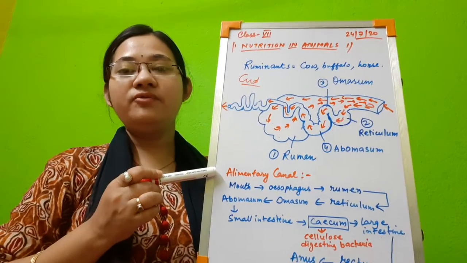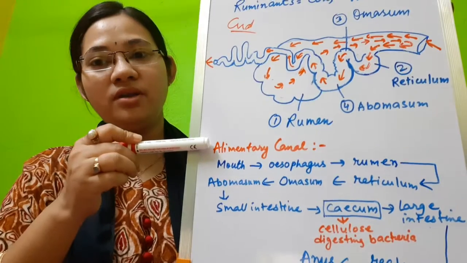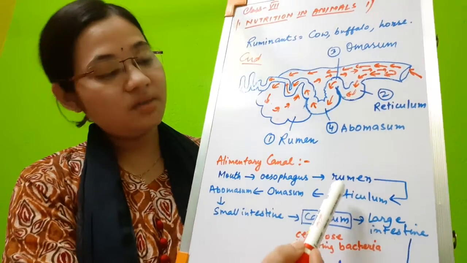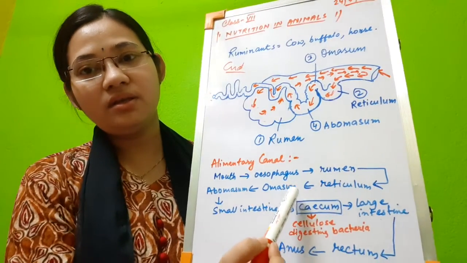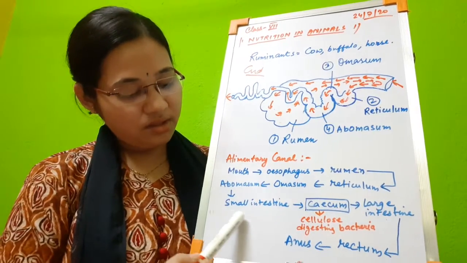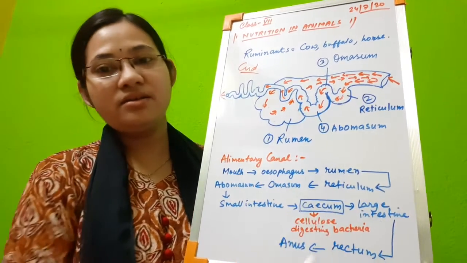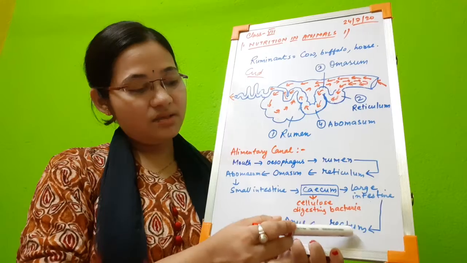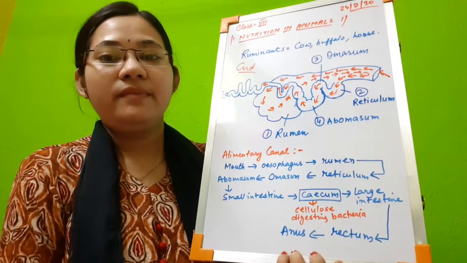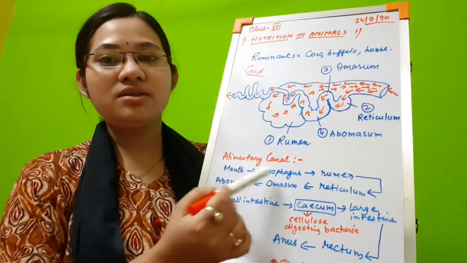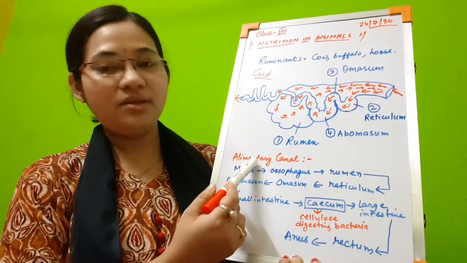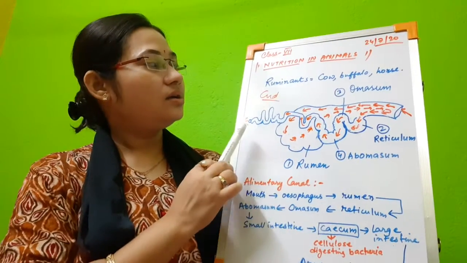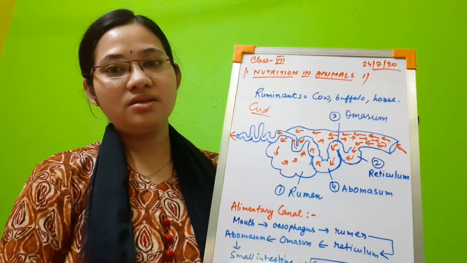So what are the different parts of the alimentary canal? The different parts of the alimentary canal are the mouth, the esophagus, then comes the stomach part, that is rumen, then the reticulum, then the omasum, abomasum, then the small intestine, then the cecum, then the large intestine. After that, rectum, then the anus. The rectum is the place where the cow dung is stored for a short period of time. So this is the digestive canal or alimentary canal. It starts from the mouth and ends at the anus. So this is the digestion in ruminant animals.